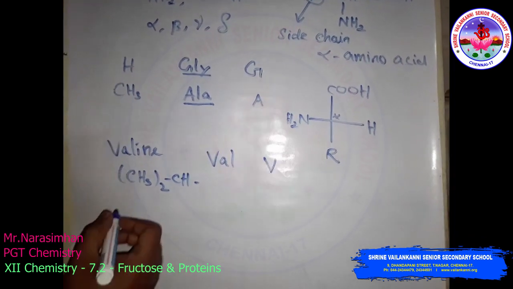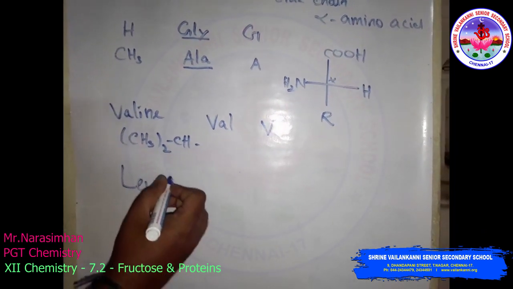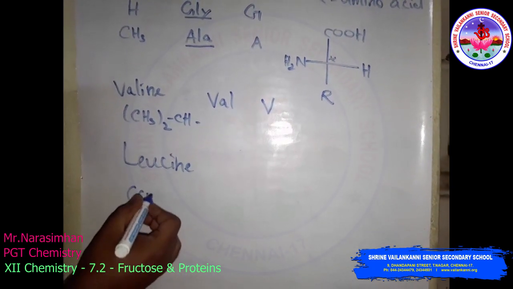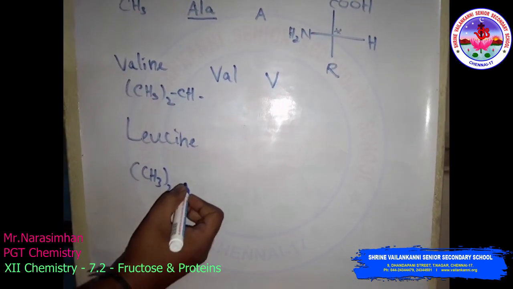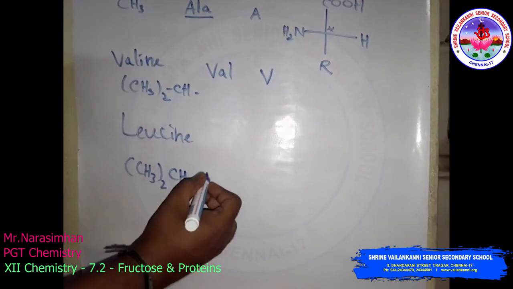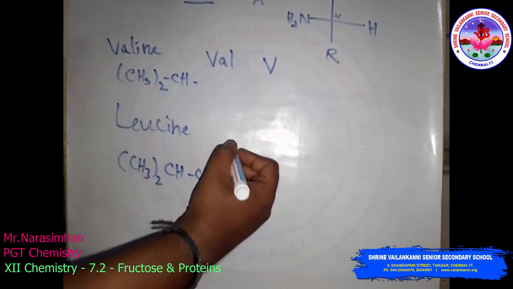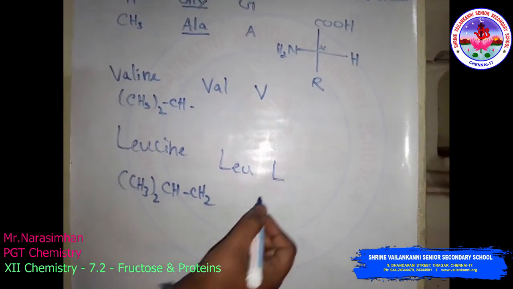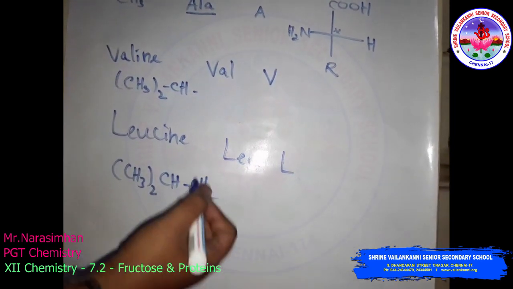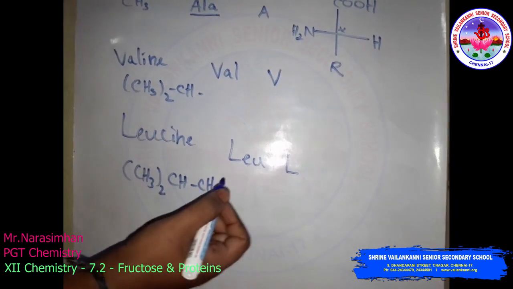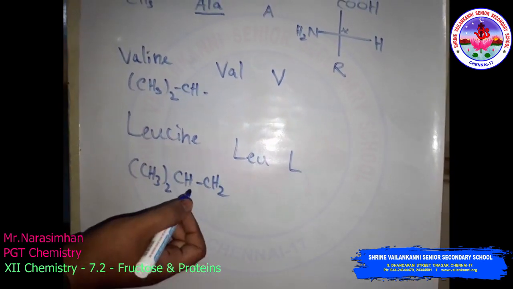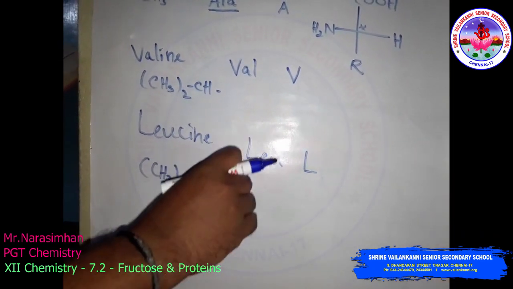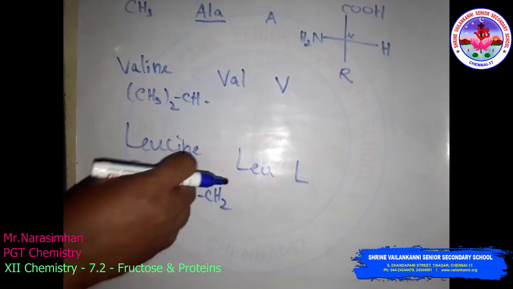Then leucine, the side chain is simply CH3 twice CH2. The three letter symbol is LEU, and the one letter symbol is L. Similarly isoleucine, arginine, lysine, so many essential amino acids are there. That is the classification of amino acids. So what are essential amino acids and what are non-essential amino acids, we will discuss.